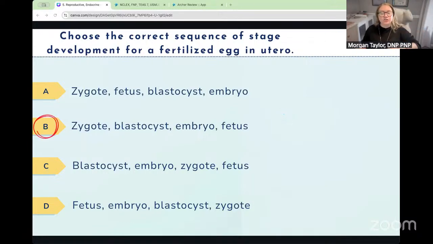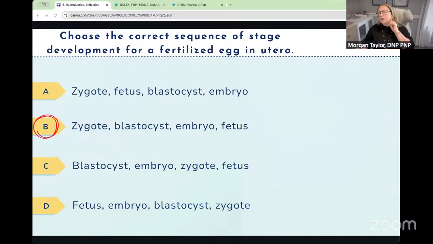B is correct. It starts out as the zygote. That is when we just have a sperm fertilizing an egg. They've joined. Boom, we've got a zygote. Then we have to divide while we're traveling through the fallopian tube. Divide, divide, get bigger, bigger. That's when we have a blastocyst. The blastocyst is what implants in the uterine lining, grows into an embryo, and then ultimately a fetus.